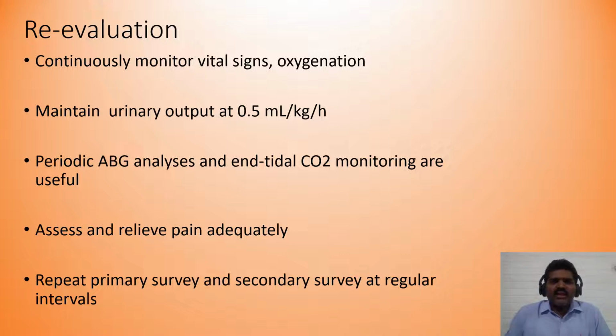Continuously monitor vital signs and oxygenation by connecting to a multi-channel monitor. Maintain a urinary output of 0.5 ml per kg per hour in adults, and in pediatrics, at least 1 ml per kg per hour is the norm. Periodic ABG analysis and end-tidal CO2 monitoring are useful in management of these patients. Assess and relieve pain adequately. Repeat primary survey and secondary survey at frequent intervals.